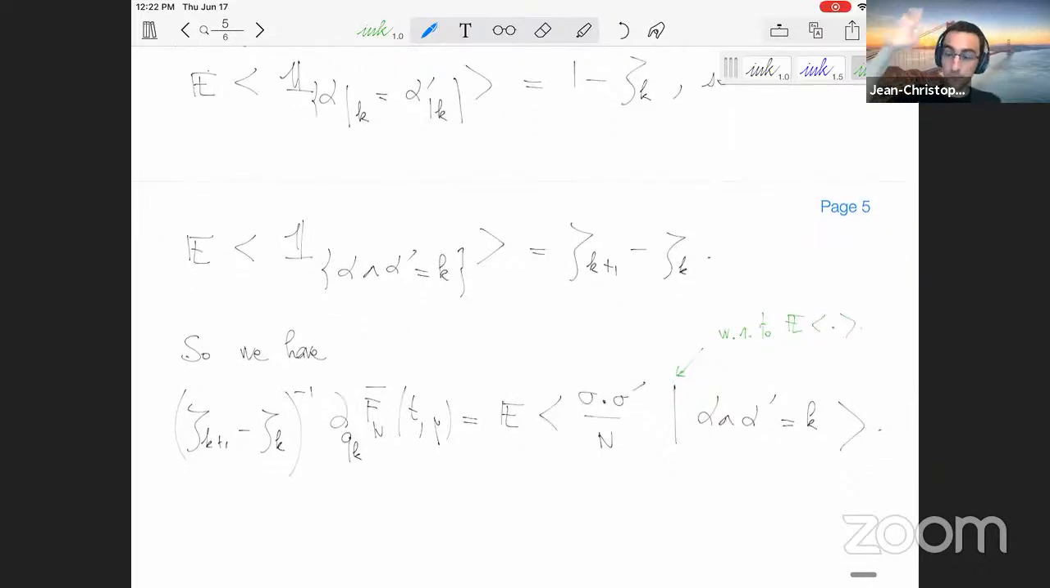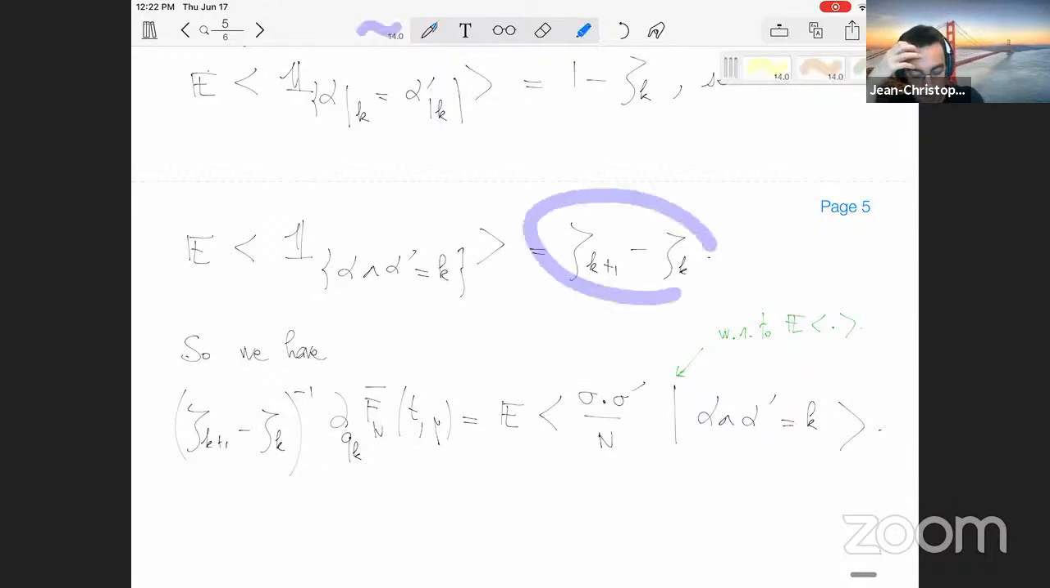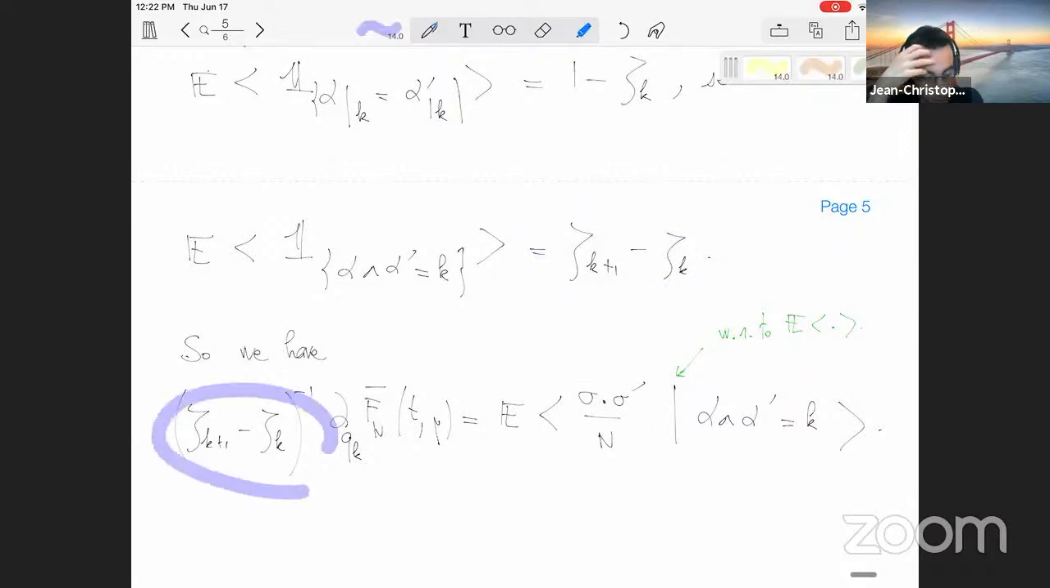I've done lots of things here. Do you agree that this is valid? The conditional expectation is the expectation of sigma dot sigma prime over n, indicator of blah, blah, blah, divided by the probability that alpha wedge alpha prime is equal to k. We just said that this probability is this, and indeed I divided by this quantity on the left. So that is true.